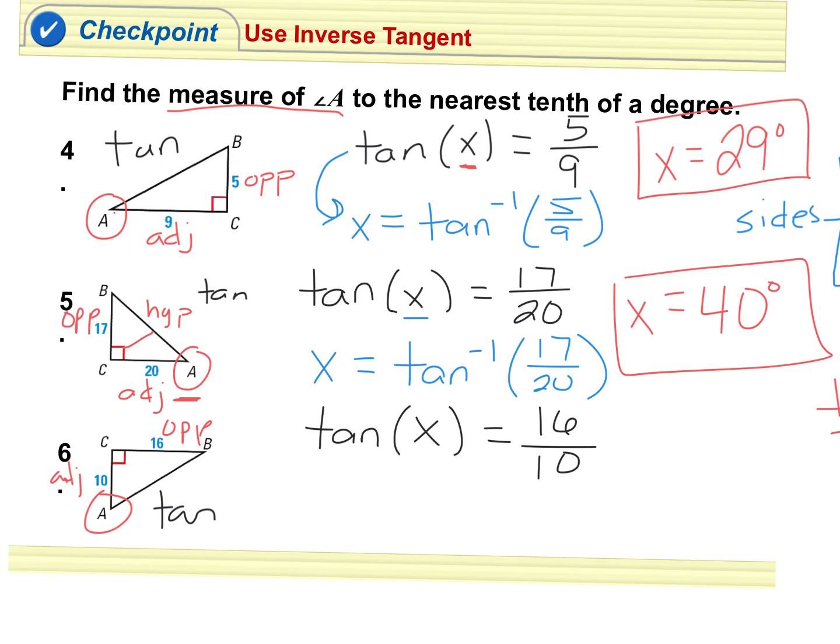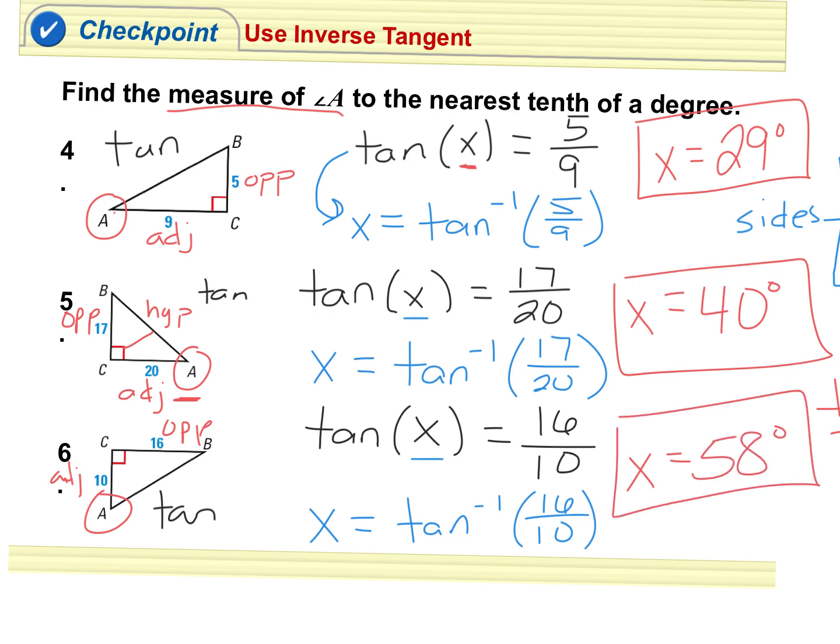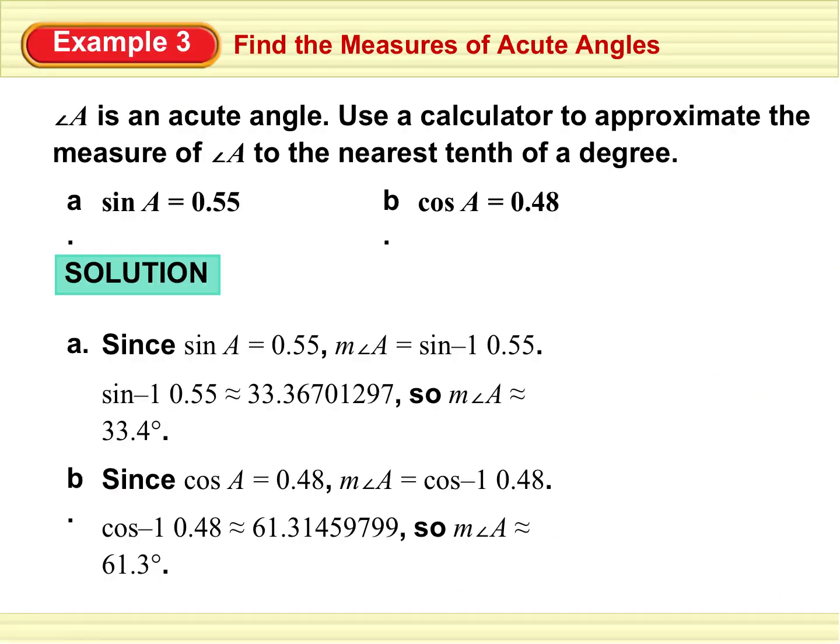Since I don't know what the angle is, what do I use to solve? Inverse. Yep. Tangent inverse of 16 over 10. What do we got? 58. X equals 58. Why is it 58 and not 57? Because you rounded. Yep. Questions about the inverse? Okay.